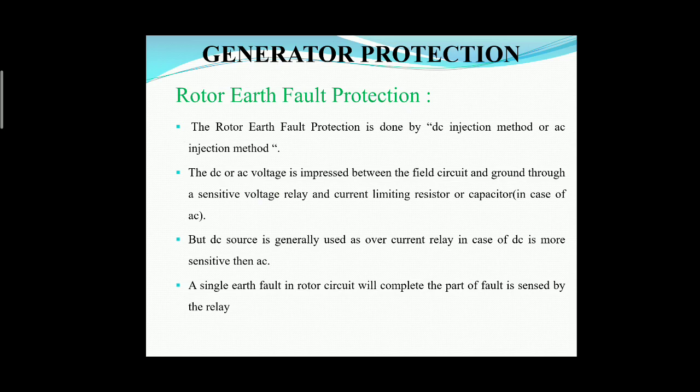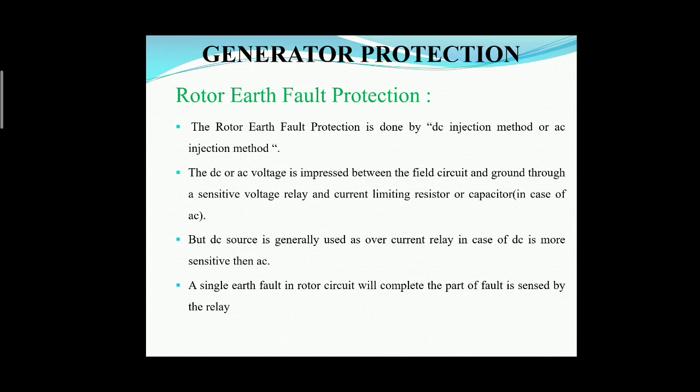The major disadvantage of this type of system is that it can detect a fault for most of the rotor circuit except the rotor center point. This difficulty can be overcome by shifting the tap on the resistance from the center to somewhere else.